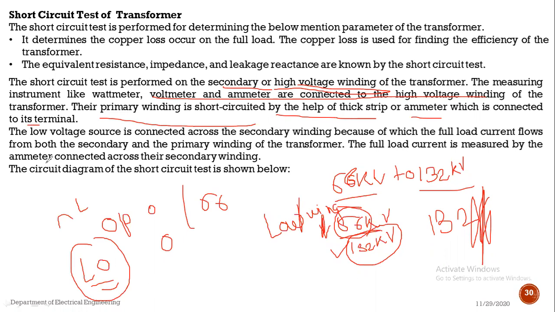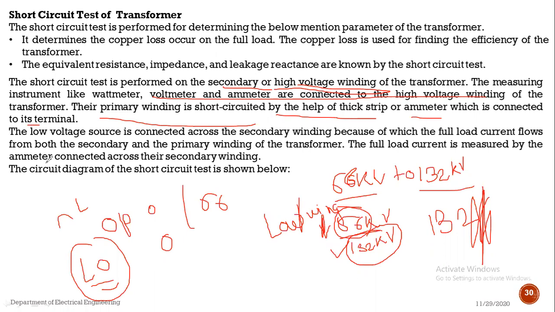Now the low voltage source is connected across the secondary winding, because of which the full load current flows from both the secondary and primary. ज्यावेळेस short circuit केलेलं आहे, at minimum voltage or the minimum value of voltage, the short circuit current will start flowing from both primary and secondary. सेकंडरी मधून आणि प्रायमरी मधून शॉर्ट सर्किट करंट काय होईल? फ्लो व्हायला स्टार्ट होईल. ओके, so it will start flowing from primary and secondary winding.